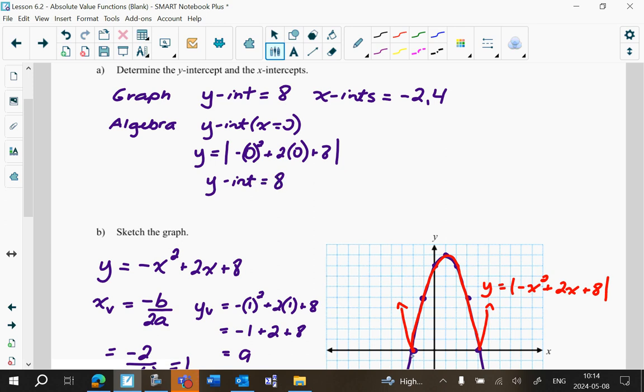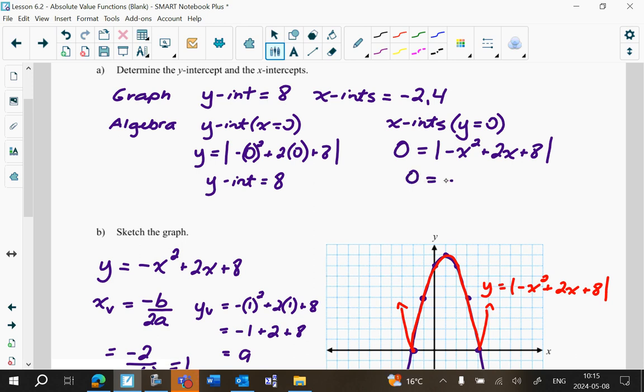The x-intercepts are a little bit more complicated when you do algebra, but you do have the math to do them. You make y equals 0. So therefore, 0 is going to equal the absolute value of negative x squared plus 2x plus 8. Because it's 0, we can just take the absolute value bars out. That's the only time we can just take them out. Otherwise, we have to do something else that we'll talk about next lesson. So we get negative x squared plus 2x plus 8.